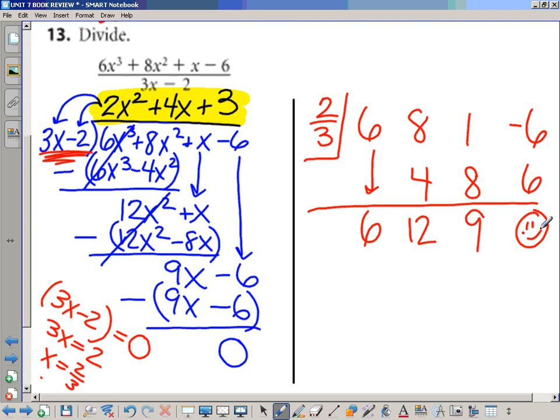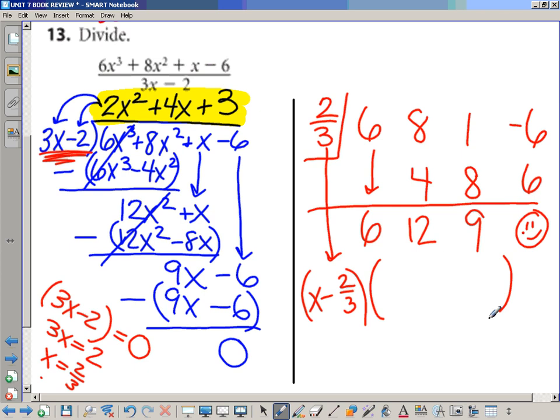So, we would have a good solution here. And knowing this, we would have x minus 2/3. Remember, if 2/3 was a root, x minus 2/3 would be a factor. All right? But the other piece is going to look a little bit different. Because 6, 12, and 9. Wait a minute. In the highlight, I had 2, 4, and 3.